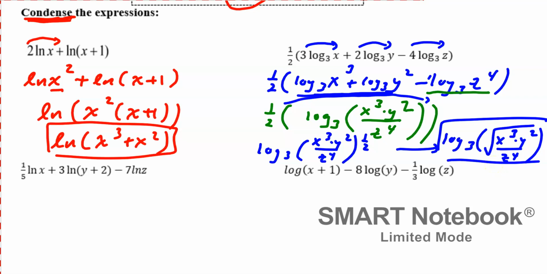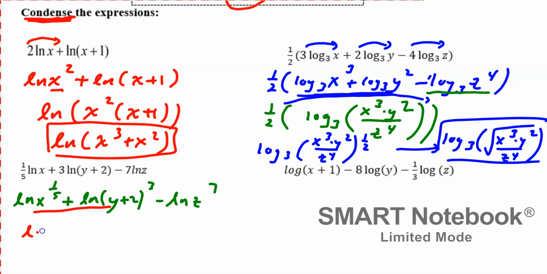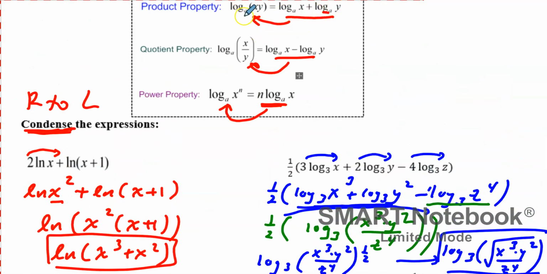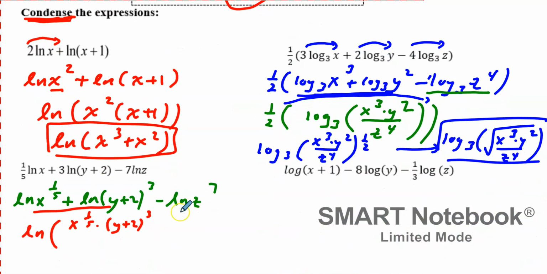If we take a look at the third example, first thing I want to do is move those exponents. So this would become ln of x to the 1/5 power plus ln of y plus 2 to the third power minus ln of z to the seventh power. Now that I have the exponents raised back up, actually this problem ends up being similar to this problem, that I have two different ln's here being added. So that's really ln of x to the 1/5 times y plus 2 to the third, because again, I'm using this rule of two different logs being added is the same as a single log of the arguments being multiplied. Because this ln is being subtracted, the z to the seventh is going to divide to the bottom.